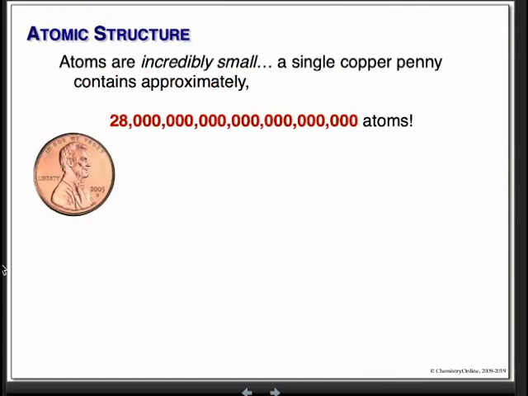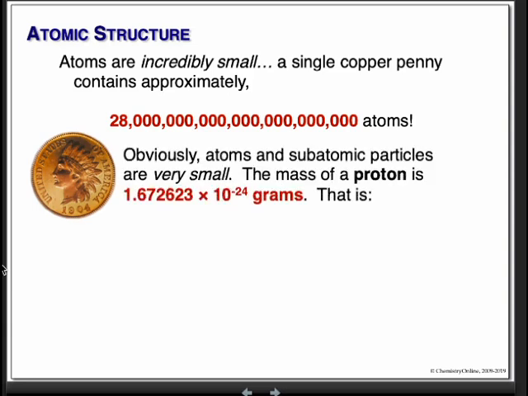Atoms are incredibly small. If you had a copper penny, and this is not copper, that is, but if you had a copper penny, in that penny there would be roughly 28 sextillion atoms. That's a huge number. Obviously, the atoms are very, very small. And they're made up of things that are even smaller.